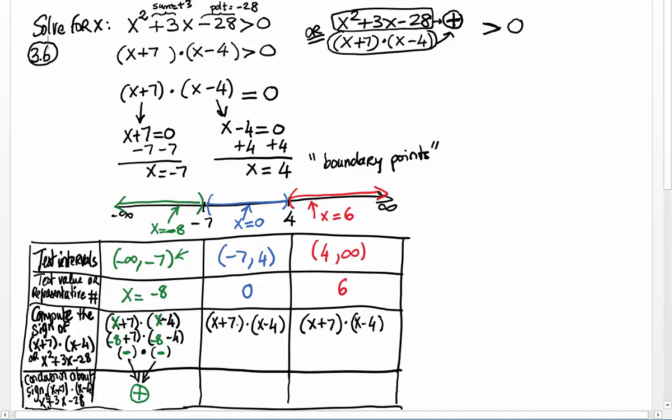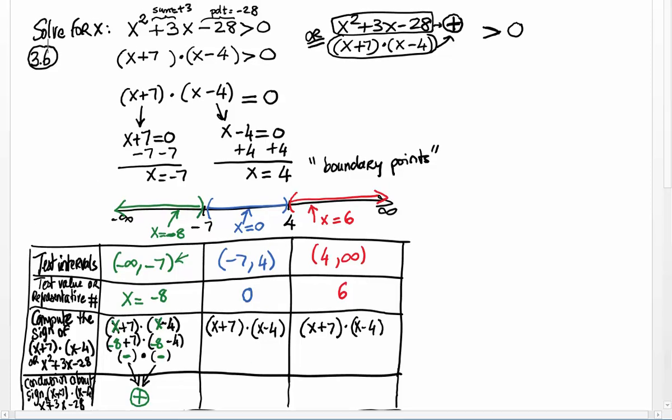So for the second test interval, notice we're going to use the value of x being 0, and I'm going to replace in both of those, put a 0 for x and leave everything else alone. And I want to know the sign of those two parentheses. 0 plus 7 is 7, so it's positive, times 0 minus 4 is -4, so it's negative. So for that particular test interval, the blue test interval, the quantity is going to have a sign that is negative. Let's do the same for the last interval.